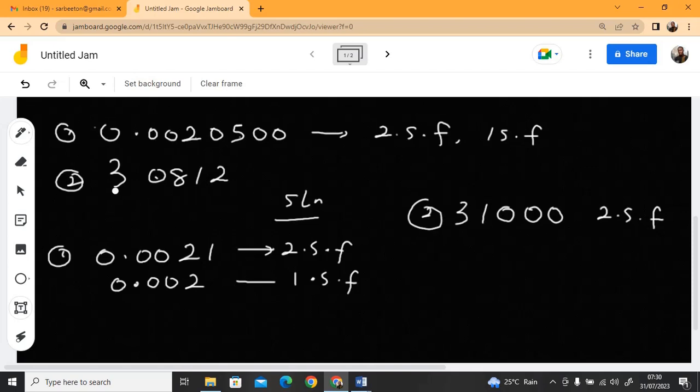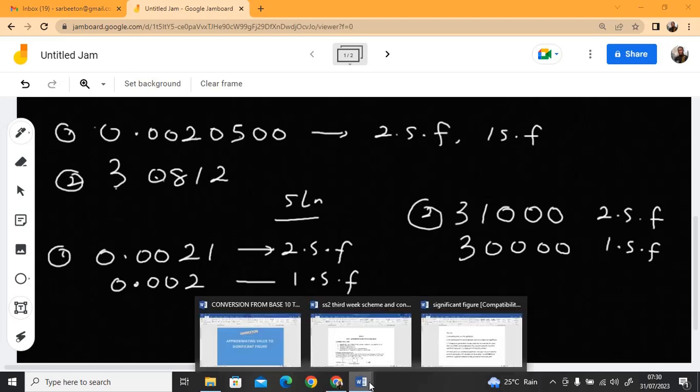One significant, it is only this. Now this is not up to what? It's not up to 5. So everything will turn to 0. So one significant will be 3, 0, 0, 0, 0. That is one significant figure. Now that is that for that. Now let's move on to the third rule.